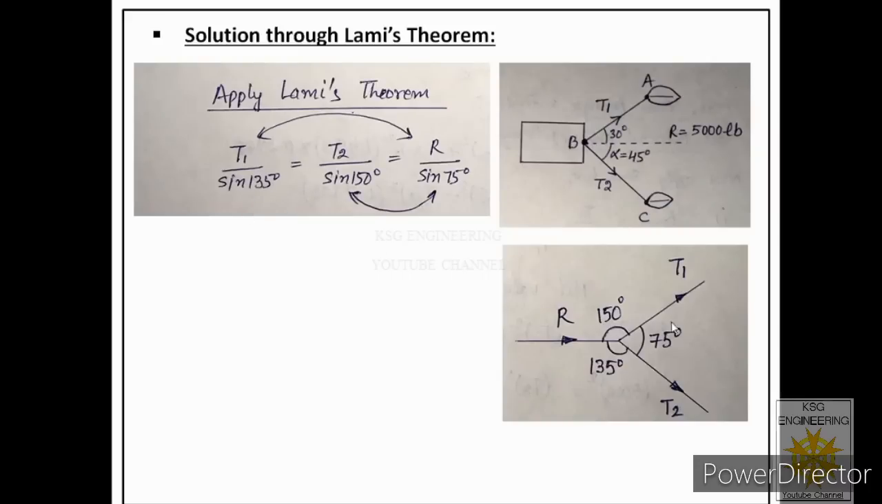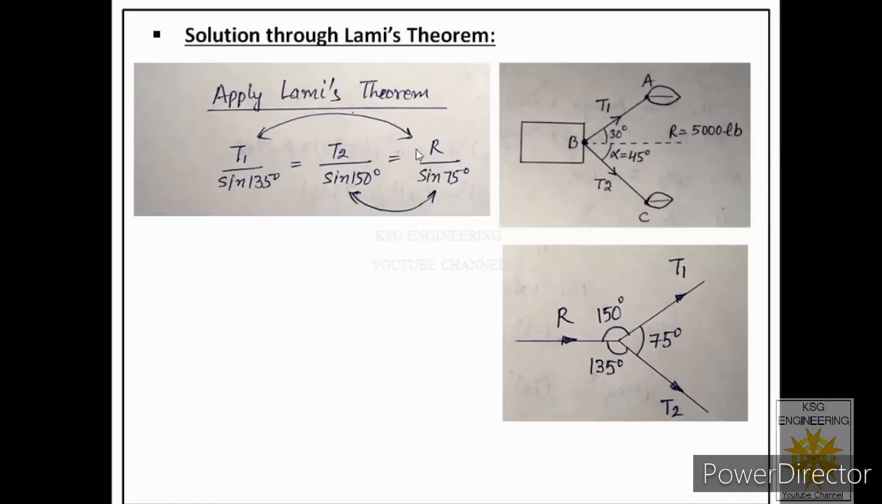So what we will do in this? We will say T1 divided by sine of the angle between other two forces. For T1, what are other two forces? T2 and R. So what is the angle between these two? It is 135 degrees. So see what is written over here. T1 divided by sine of 135 degrees. Now let us pick the second force. So second force will be divided by the sine of angle between other two forces. So what are the two forces? T1 and R. So angle between these two is 150. See, we have written T2 divided by sine 150 degrees.